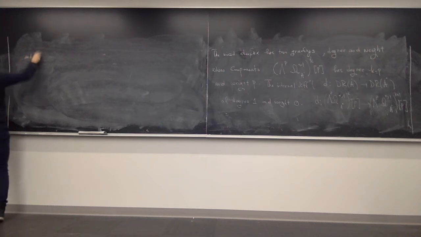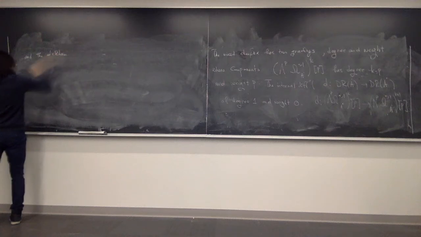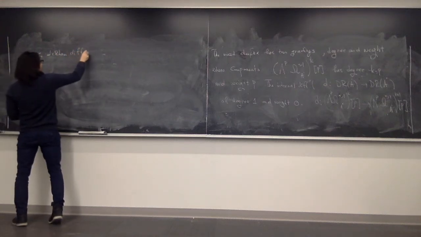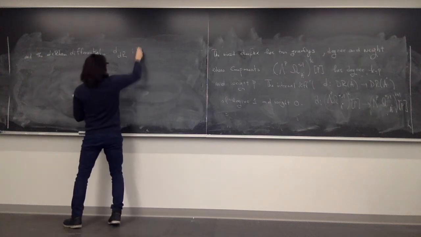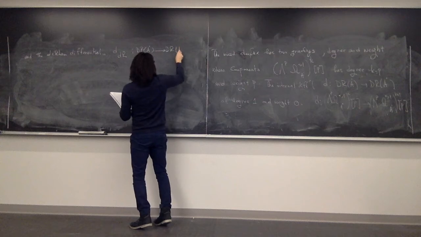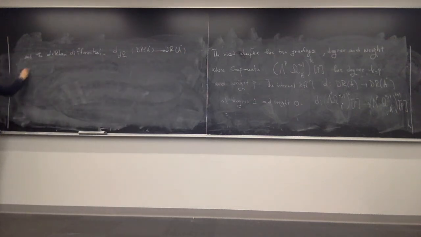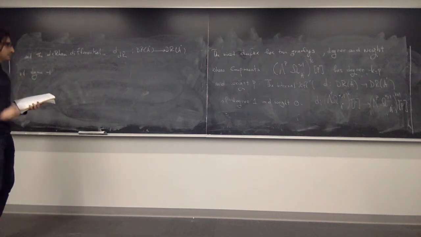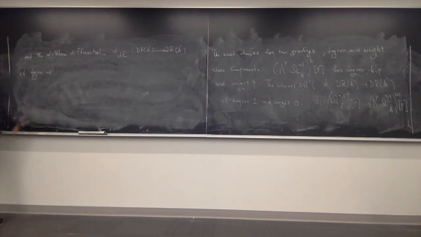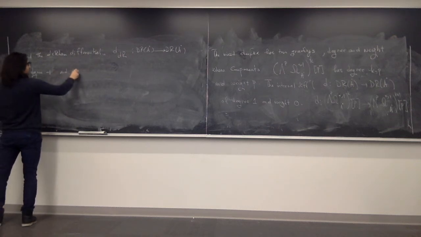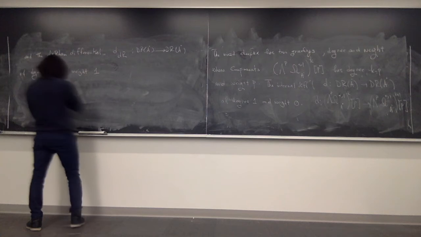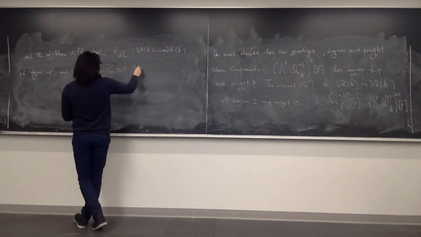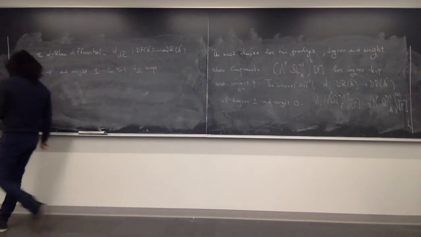And the de Rham differential, what does that do? That is something from here, again, to here, which has degree minus 1. That was degree 1, weight 0. This has degree minus 1. And this is complicated. This is not something I could have just guessed if I didn't look at it. So I'll weight 1 so that d_DR maps. So this is what d_DR does.